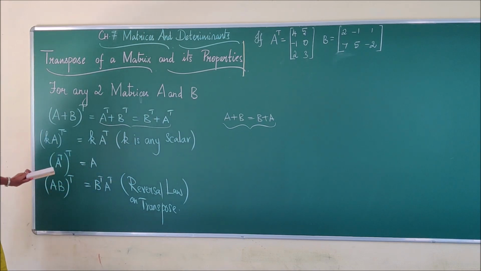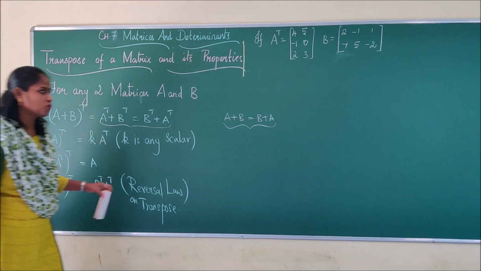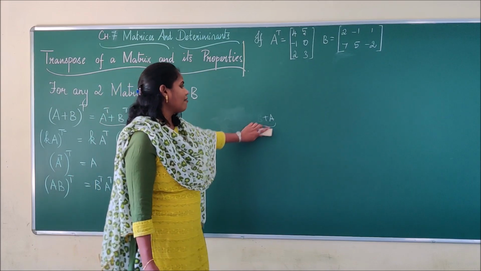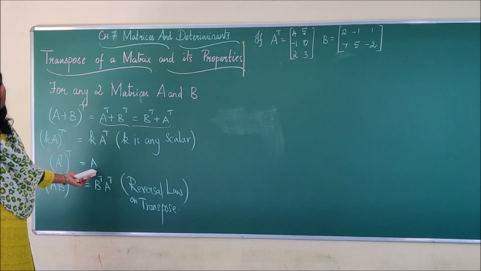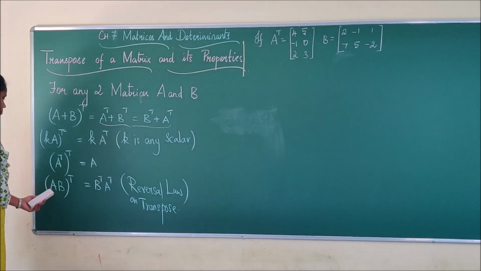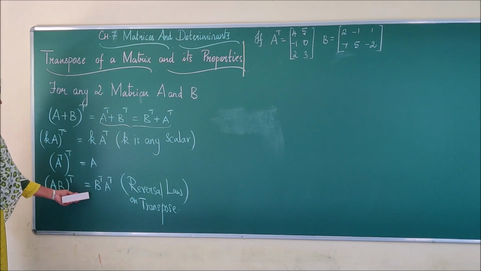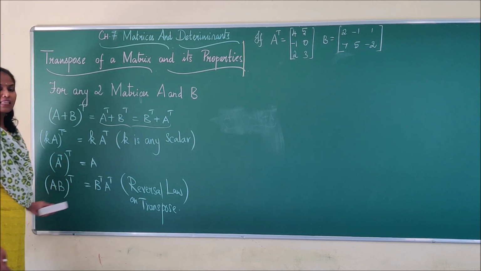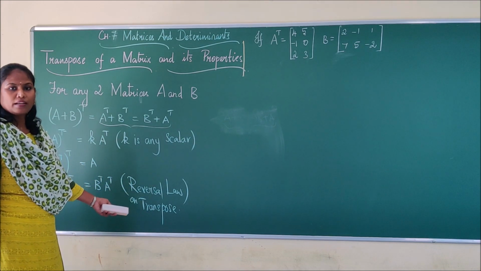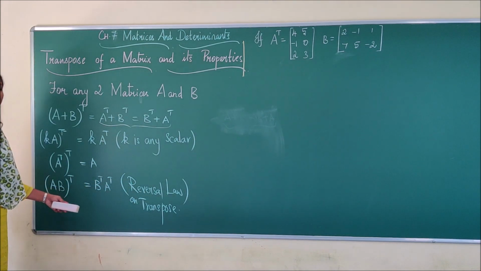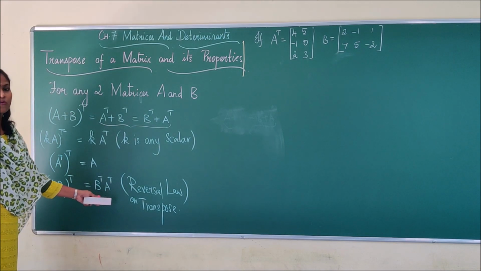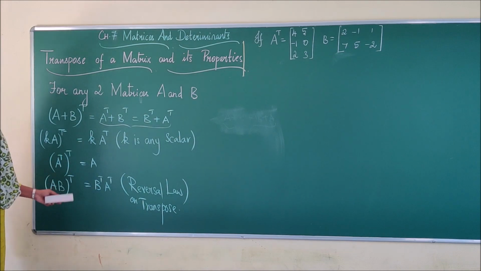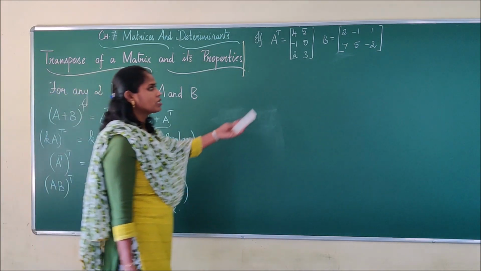Okay. And next is A transpose the whole transpose. See, you know what is A transpose? That is interchanging rows and columns. When I again interchange the rows and columns, actually I will be getting the same A here. Okay. And next is AB the whole transpose is equal to B transpose A transpose, and this property is called reversal law on transpose. So this is a reversal law on transpose. That is AB the whole transpose is equal to B transpose into A transpose. So now we are going to check all these four properties using these two matrices.